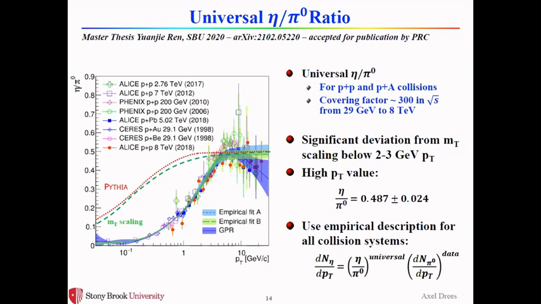The eta to pi zero ratio as a function of pT for systems from SPS at 30 GeV to ALICE at 8 TeV pp. So this is pp, pA, and you see the data all follow what we and others have used in the past, and what theory says it should be. So our strategy is the following. We find some empirical parametrization. We use a Gaussian process regression approach, so we don't need to assume a shape. And then we determine the eta pT distribution from the pion measurement with this empirical eta to pi zero distribution.